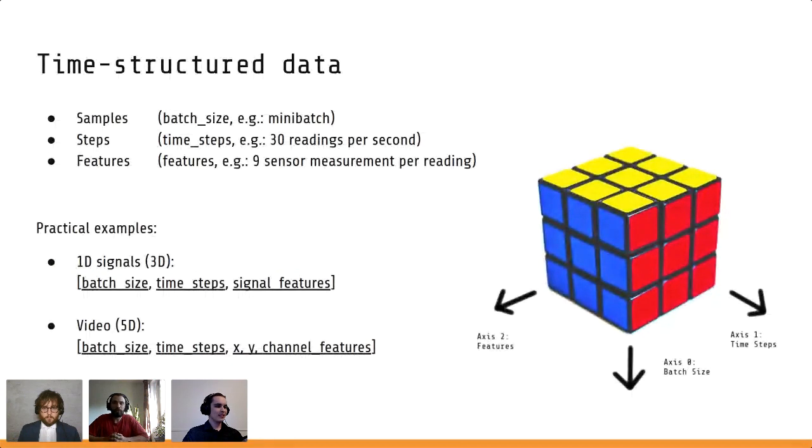What are time structured data? Well, to make it simple, we're going to start with 3 dimensions. The first one is the sample dimension, which refers to an individual training example. For instance, if you use mini batching, then it's going to be your batch size. If you use the full data set in one shot, then it's going to be the size of your data set. Fairly straightforward for any person that played with data before.